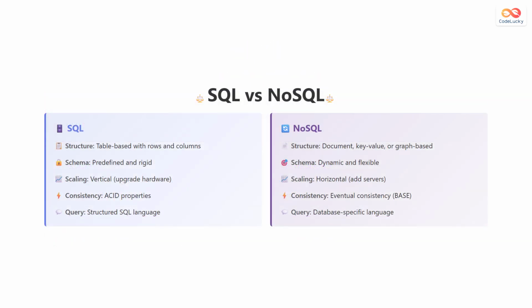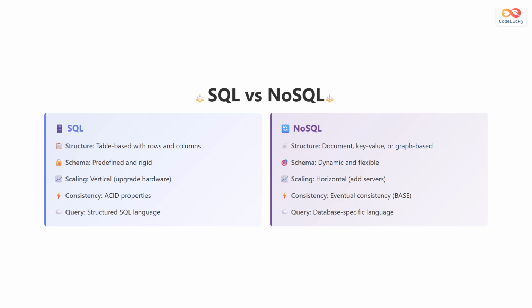Now let's compare SQL and NoSQL directly. Structure is the first major difference. SQL uses table-based structures with rows and columns, while NoSQL uses document-based, key-value, or graph-based structures. Schema is another crucial distinction. SQL requires a predefined, rigid schema that you must plan before storing data. NoSQL uses dynamic and flexible schemas, allowing you to change your data structure anytime.